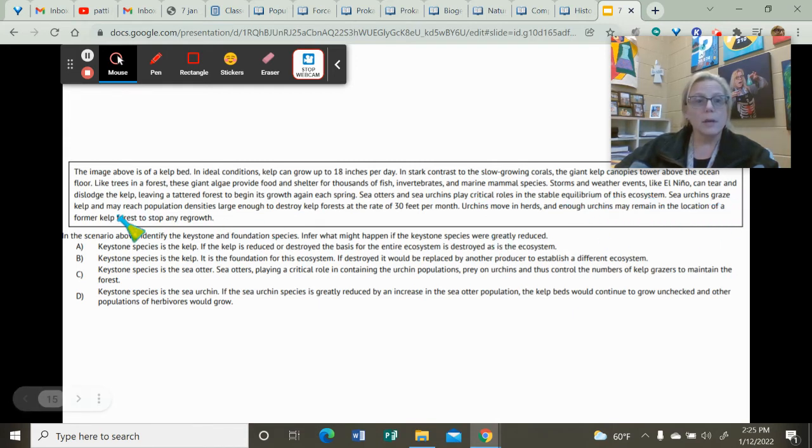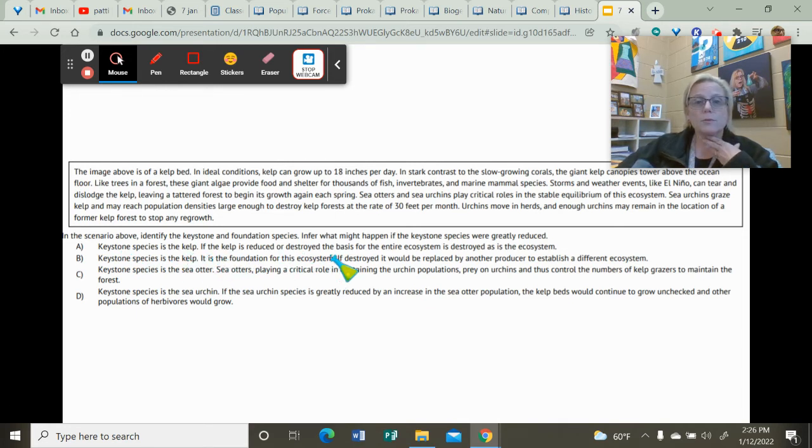Sea urchins graze kelp and may reach population densities large enough to destroy kelp forest at the rate of 30 feet per month. Urchins move in herds, and enough urchins may remain in the location of a former kelp forest to stop any regrowth. All right, so automatically all of these start out with the keystone species is the what? All right, so you know that you have to think back to that definition. A keystone species is something that is really important. The whole ecosystem would collapse without it. And so two of these start out with keystone species is the kelp.